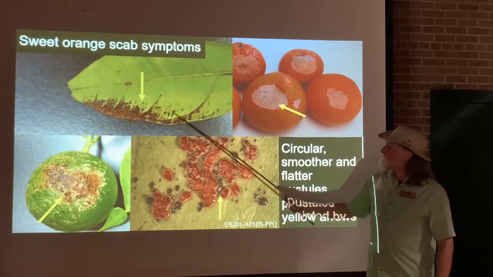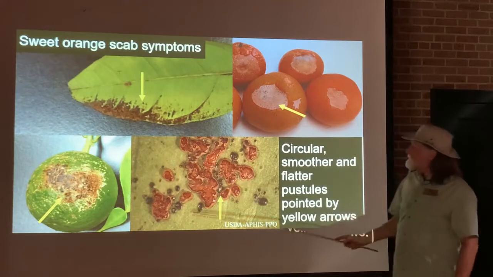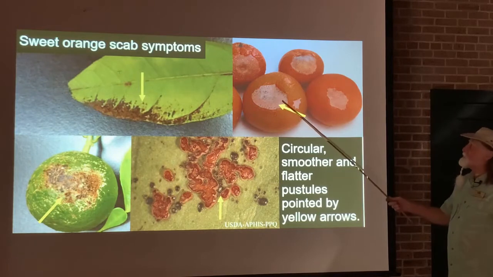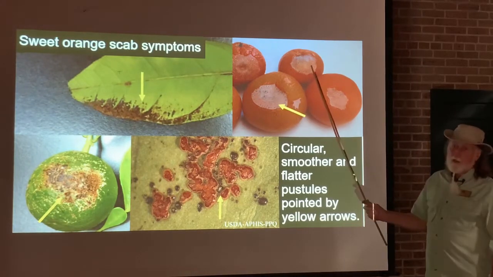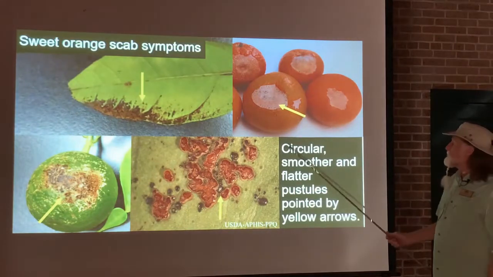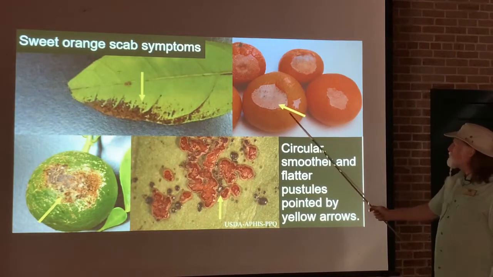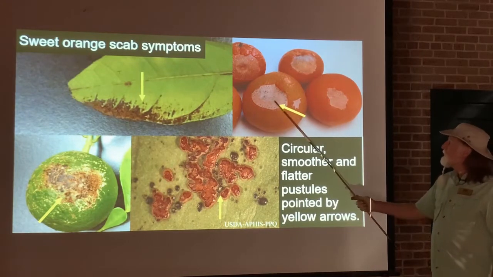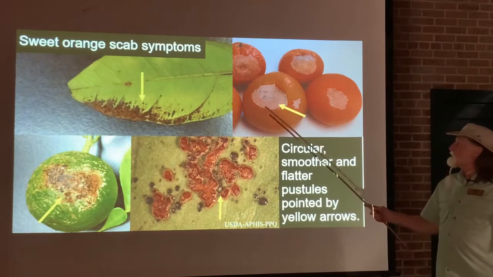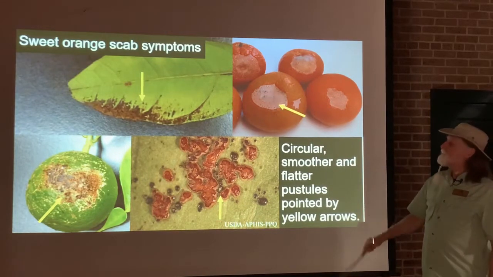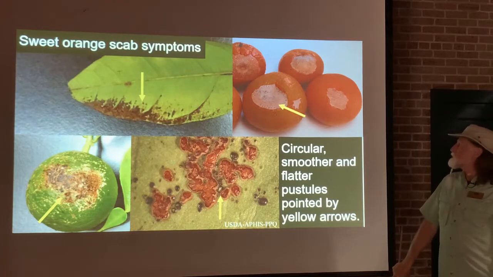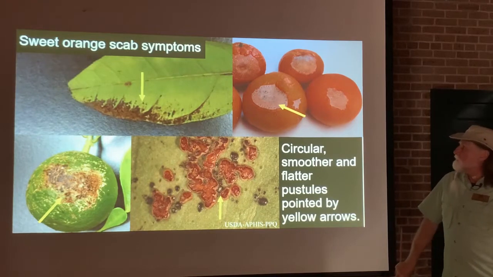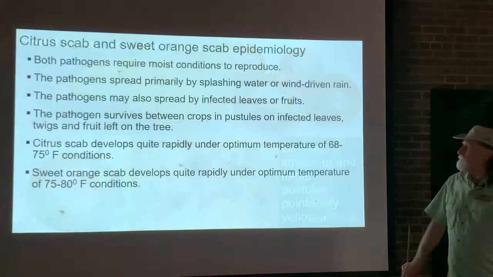But here's the sweet orange scab symptoms showing up, these wart-like lesions. Now this you can see sometimes on fruit, and it's quite different from citrus scab. Sweet orange scab will sometimes make these smooth, flatter pustules that you can see here. And sometimes fruit like this is so different from these. These have been misdiagnosed as sunburn on the fruit. But these three are actually caused by the fungus that causes sweet orange scab.